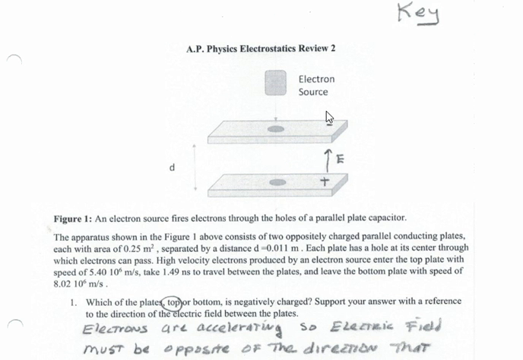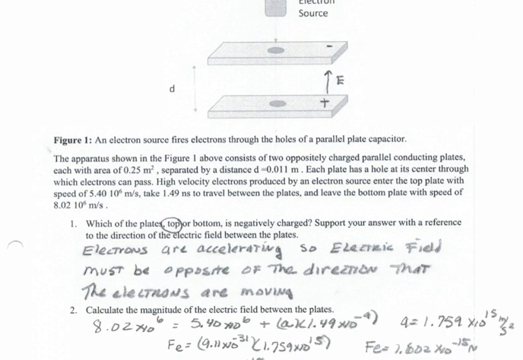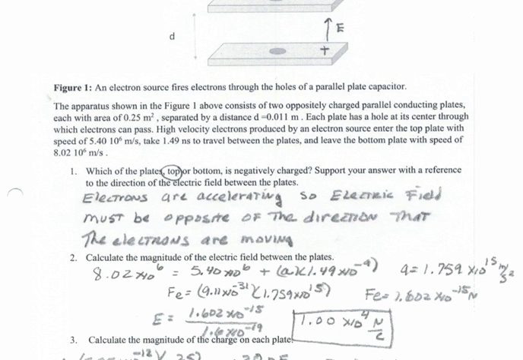Okay, the top plate's got to be negative, the positive one's got to be on the bottom, because if I'm an electron, I go against the electric field as I go from a negative to a positive charge. So that would make sense because they're accelerating in that direction. Calculate the magnitude of the electric field between the plates.